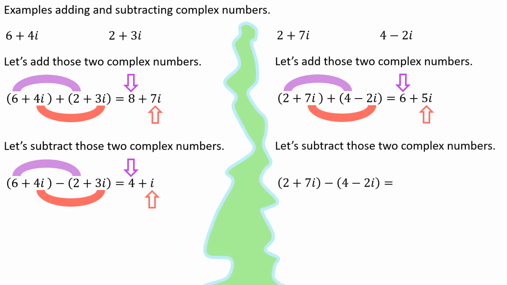Same situation. Why don't you try to do this one on your own? Stop the video while you do it. Start the video when you're ready. Well, 2 subtract 4 is negative 2. 7i subtract negative 2i makes a positive 9i.